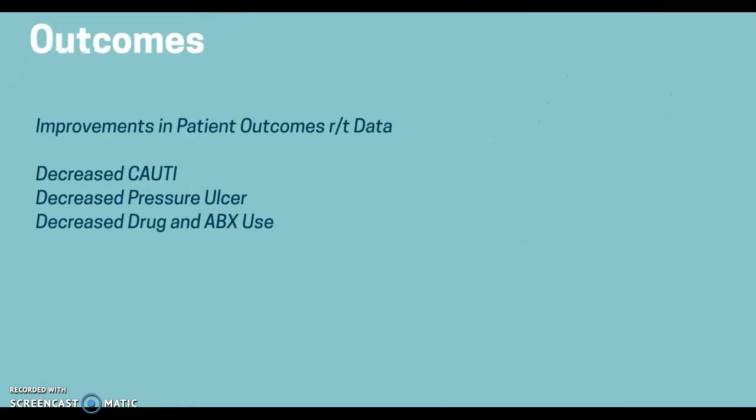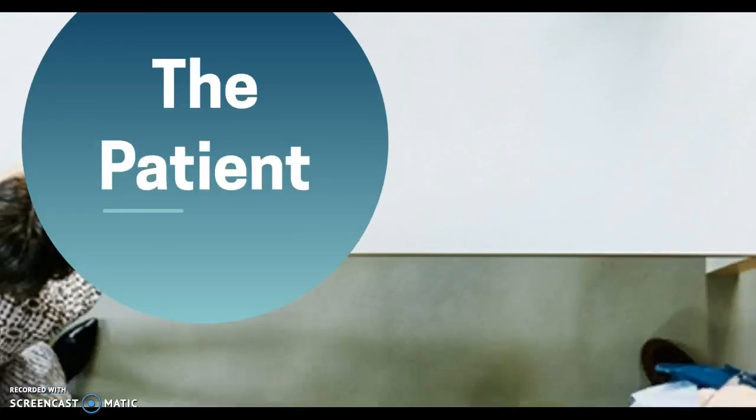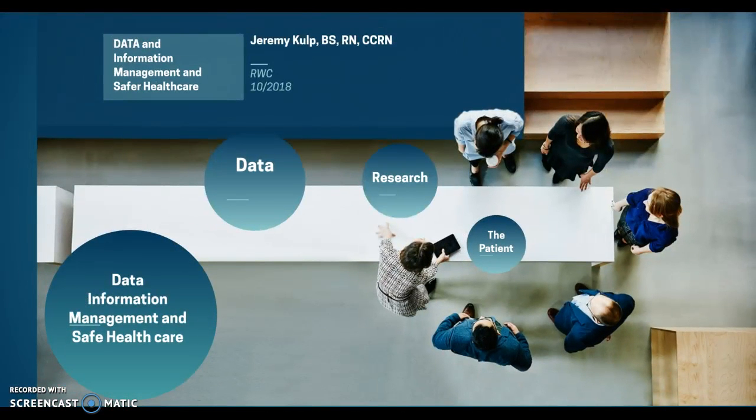I mean, the outcomes have improved just related to the data, right? So we've had a decrease in CAUTIs specifically, decrease in pressure ulcers, decrease in drug and antibiotic use. The Centers for Medicaid, Medicare, they've been trying to reduce these numbers because of all the data that they were seeing. So all this data that we collect, we've been starting to implement change and seeing an increase in patient outcomes, right? A bettering for our patients. That's what we want to do. That's why data is so important.